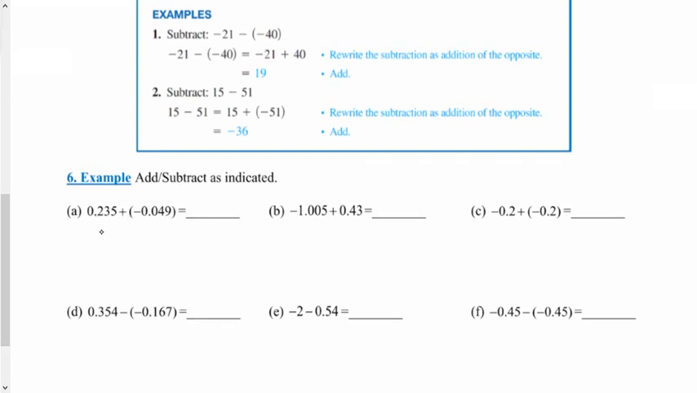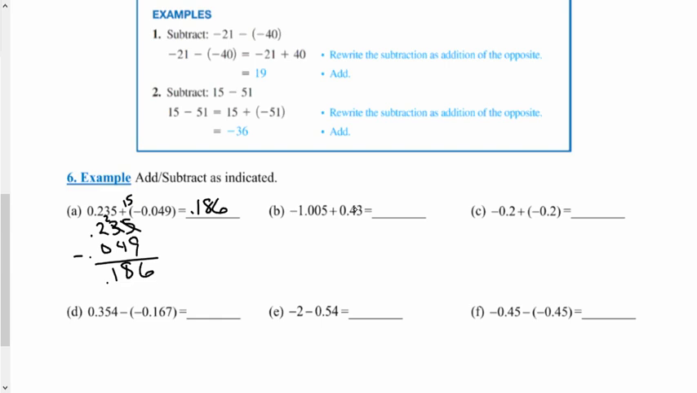I've got 0.235 plus negative 0.049. This ultimately ends up being just a regular old subtraction problem: 0.235 minus 0.049. Okay, so we've got to do some borrowing. 15 minus 9 is 6. Now I've got 22 minus 4, which is 18. You could also borrow and convert them if you wanted.